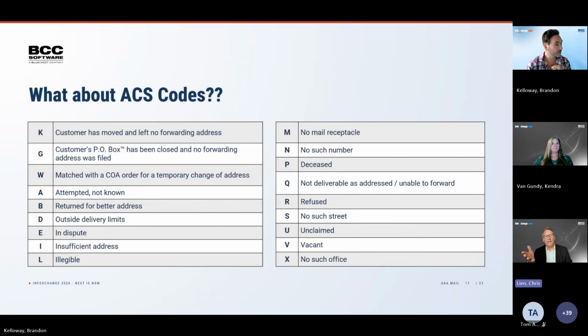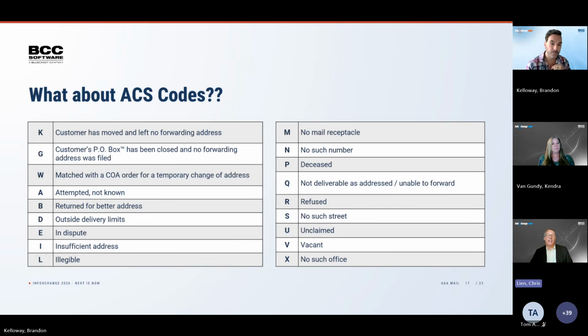And we talked about ACS a moment ago. And this is really cool, Kendra. I think these are codes that the carrier will identify based on that. And there's quite a bit of information here, isn't there? Right, absolutely. This is the data that we were talking about that comes back from the post office within the mail tracking process.